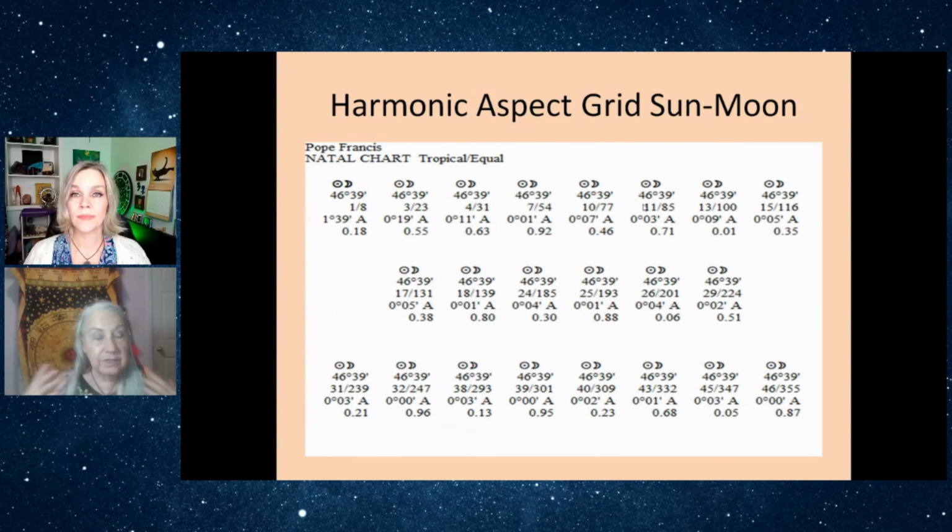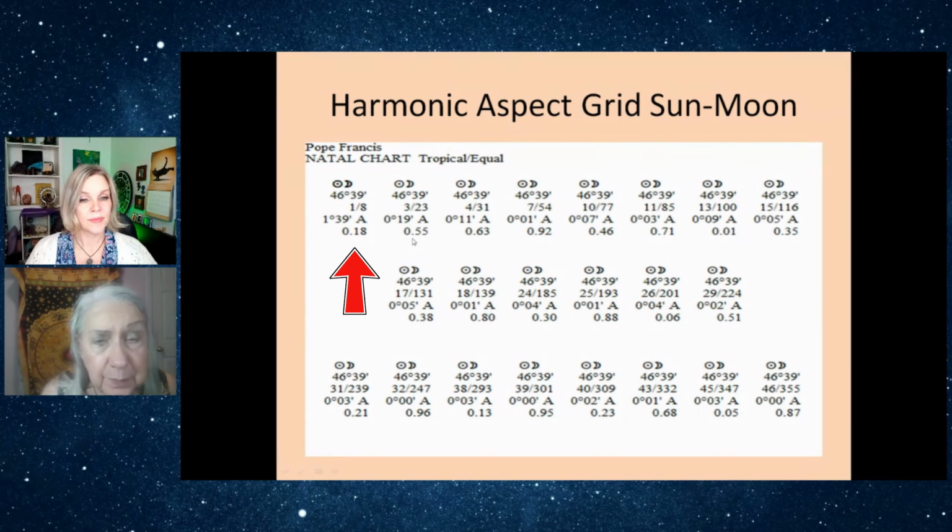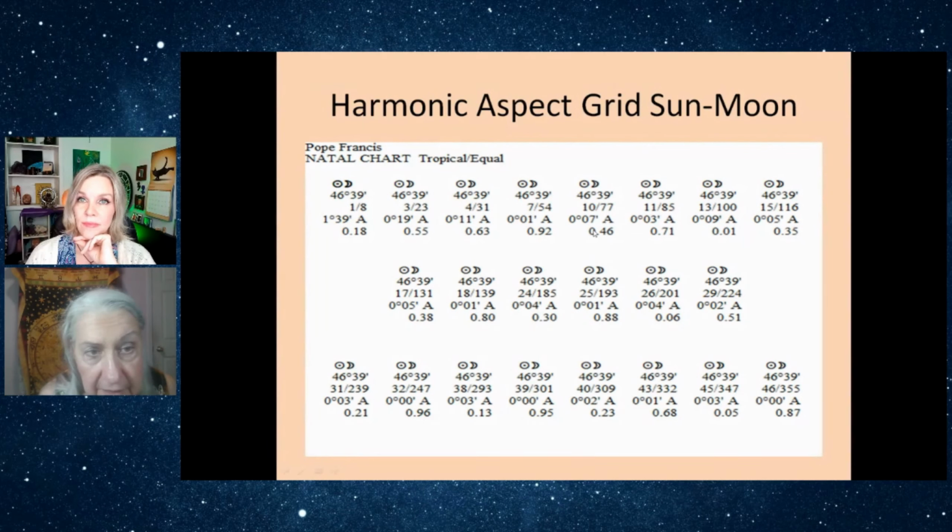Okay, here is from Sirius, the very beginning of the harmonic aspect grid showing the sun and the moon for Pope Francis. These are 22 aspects. The sun moon is within range of. And as you look through this, the bottom number in the harmonic aspect grid is in the listings in the Sirius chart. All right, this is the natal chart.